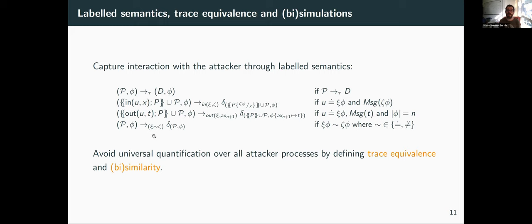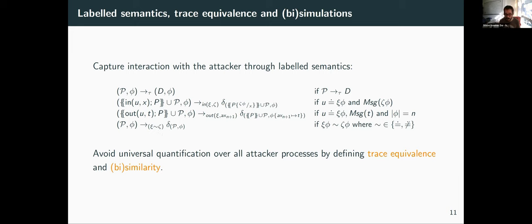And here we are also adding something related to the tests that the attacker can make. So he can have a transition that is possible if some equality test that he's making on previous outputs holds. For those familiar with the applied pi calculus, this is encoding the static equivalence on frames.